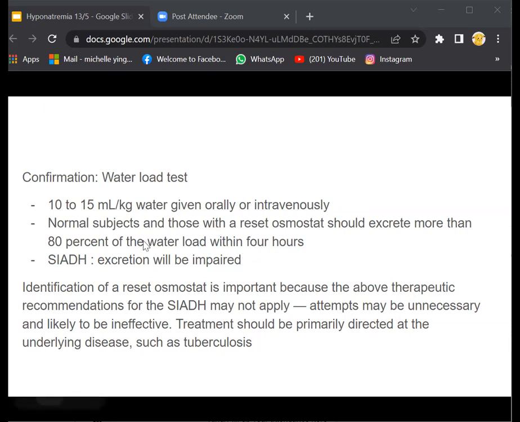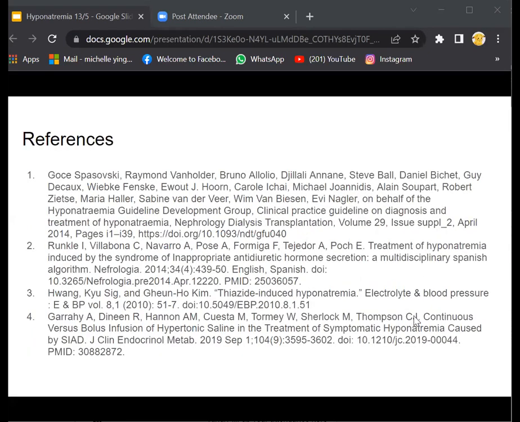For reset osmostat patients, identification is important because all of the non-acute treatments for SIADH may not apply, and attempts are unnecessary and likely to be ineffective, because the body has already reset itself, so it requires actually no treatment. The treatment should be aimed at the underlying disease. For example, if TB is the cause, then we just treat the TB.